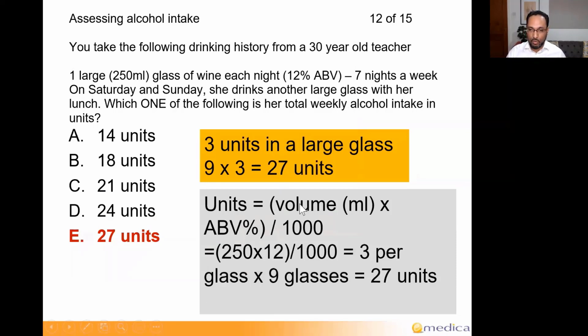So why might people get this one wrong? So some people might get it wrong because they just count the 7. Okay, so 7 times 3, they get the 21. They missed that on Saturday and Sunday. She's having another one each day. Okay, and so that's why they might get it wrong.